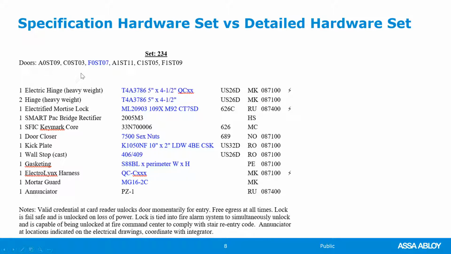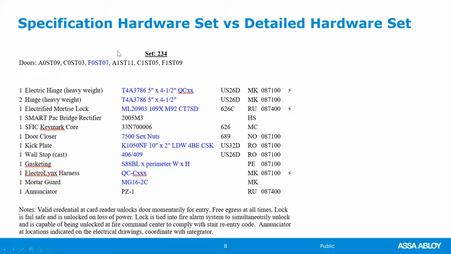If you're doing a takeoff, however, this is the quantity per opening. So 1 electric hinge, 2 heavyweight hinges. They're both the same model number except for the QC has an XX. A specification hardware set will typically not give you the number of wires. You look at the kick plate, it's 10 inches by 2 inch LDW. LDW stands for less door width.